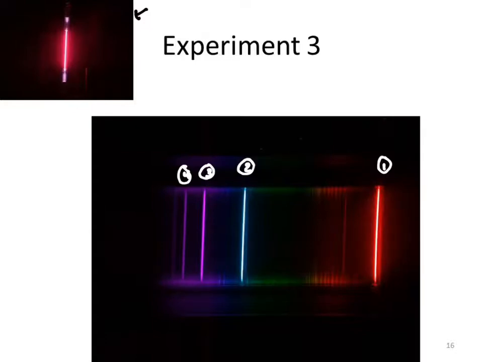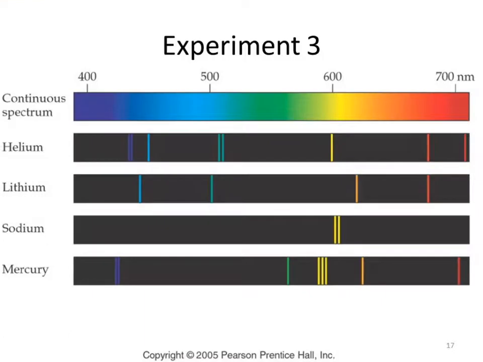Now, if we do this for other elements, oh my goodness, look, we get individual spectra. Just like we all have unique fingerprints, every element has a unique line spectra. So this is sometimes called atomic fingerprinting.